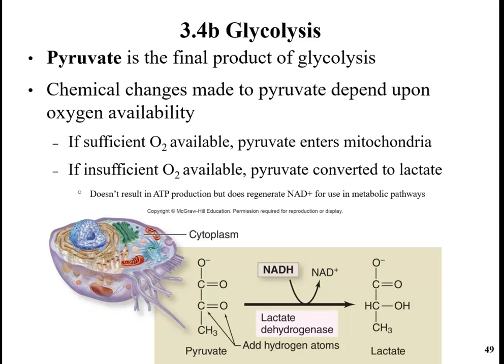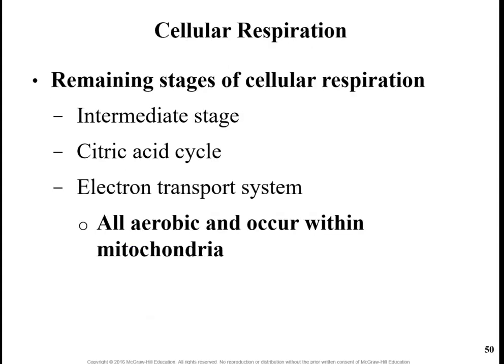Remember that pyruvate is the final product of glycolysis. And then where pyruvate goes depends on if oxygen is available. So if there's oxygen, pyruvate goes to the mitochondria and undergoes a citric acid cycle. But if there's not enough oxygen available, pyruvate goes to the lactic acid cycle and is converted to lactate. The lactic acid cycle doesn't result in ATP production, but it does regenerate NAD, and that's for its use again in glycolysis. We recycle many of these molecules because the body does not like to waste.